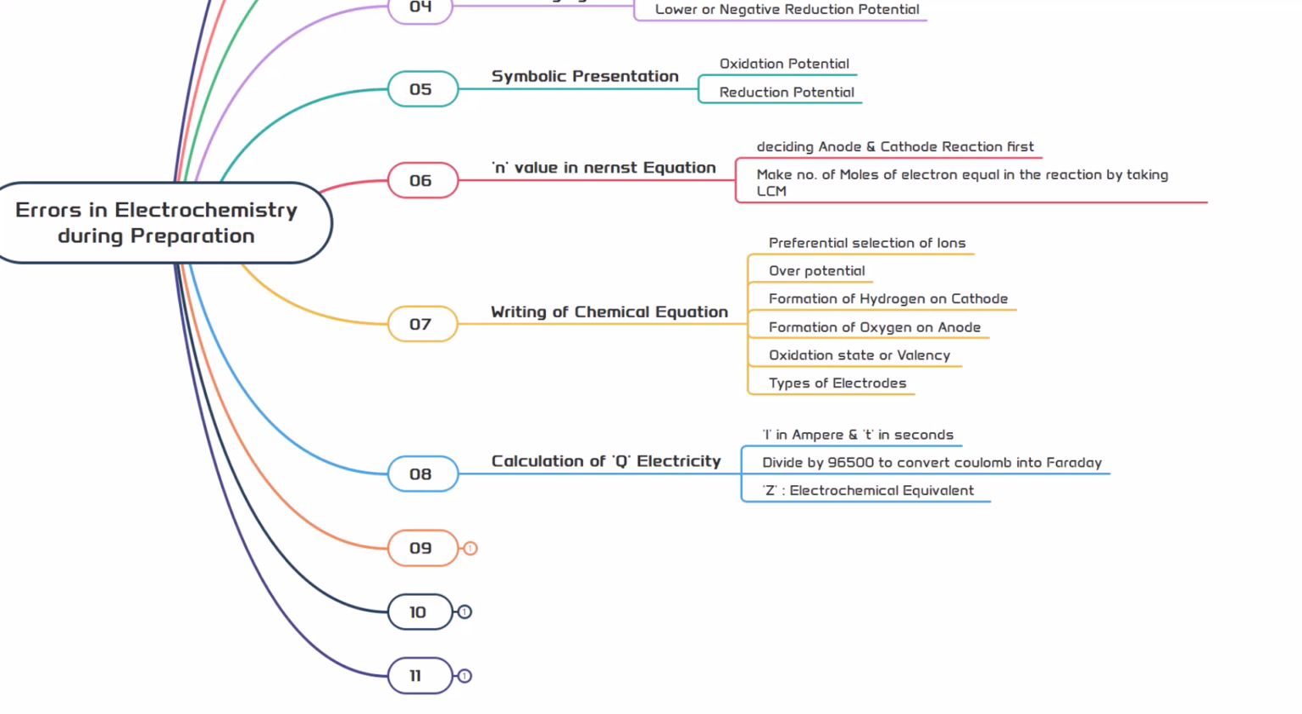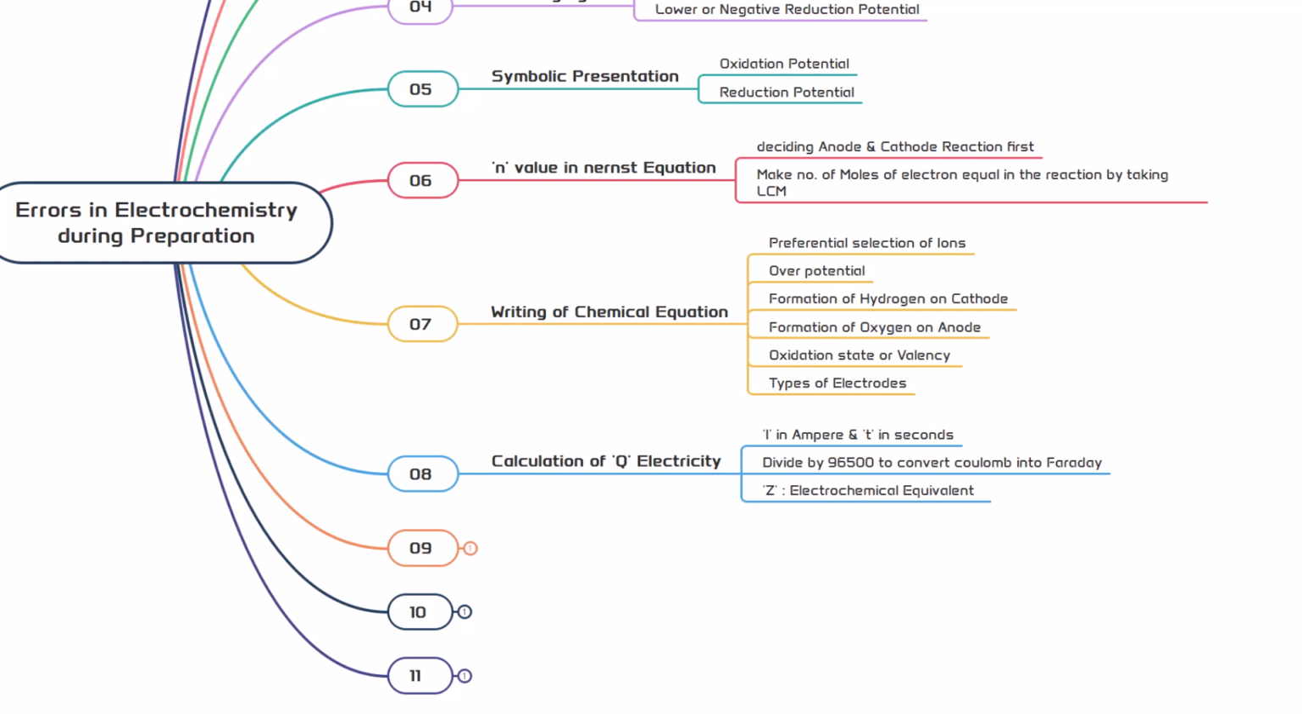Then calculation of the Q required into the Faraday. To convert coulombs to the Faraday, you have to divide the value by 96500. Sometimes students ignore or maybe they are not aware to convert coulombs to the Faraday. They take coulombs directly into the calculations. Don't do this.